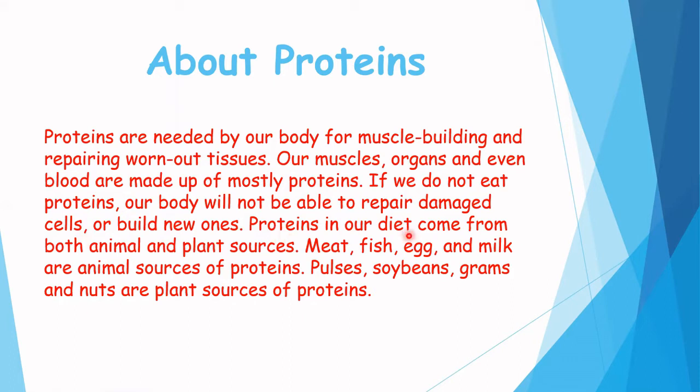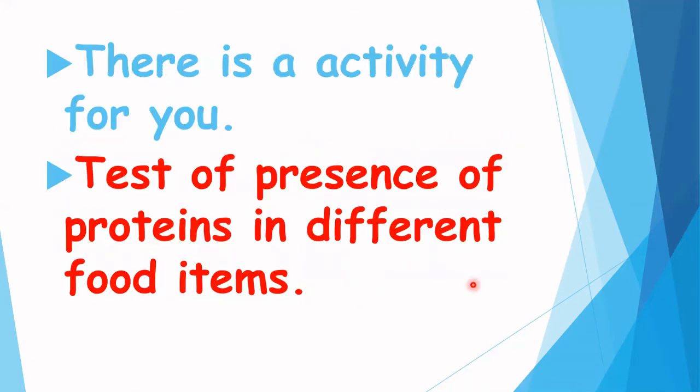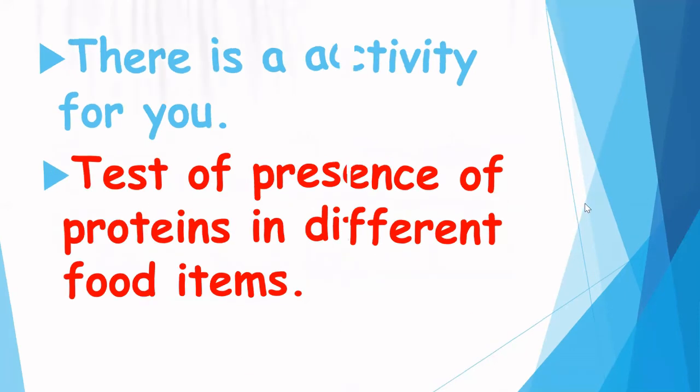Proteins in our diet come from both animal and plant sources. Meat, fish, egg, and milk are animal sources of proteins. Pulses, soya beans, grams, and nuts are plant sources of proteins. So friends, there is one more activity for you. The test of presence of proteins in different food items.